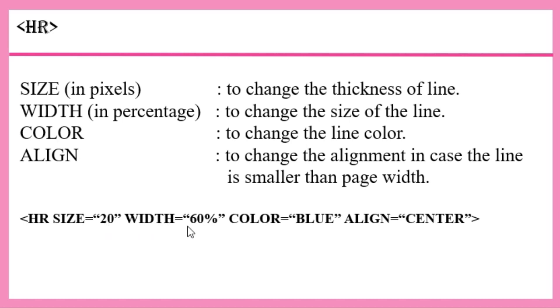Width is the attribute name and 60% is the attribute value. So you have to mention the width in percentage. And color is the attribute name and blue is the attribute value. Align is the attribute name, center is the attribute value. If you give like this, then a horizontal line will be displayed in blue color and it will be aligned towards center, and the size will be 20 and the width of the line will be 60. Now practically we will see how it will work out.